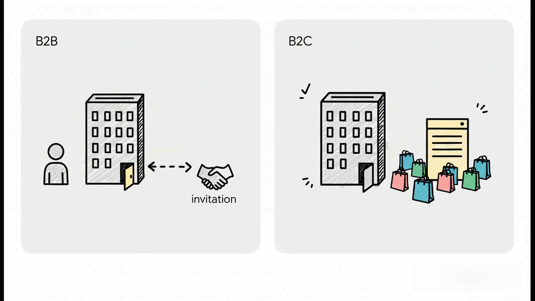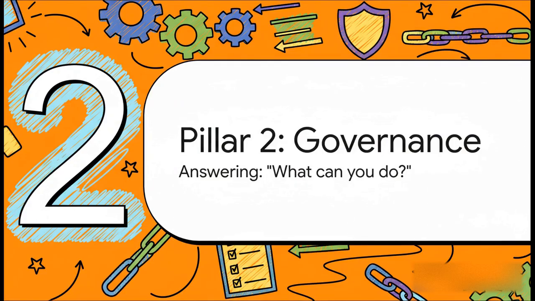Now, let's clear up a classic point of confusion, external identities, specifically B2B versus B2C. Just remember it this way. B2B, business to business, is all about inviting your partners and vendors into your company's system to collaborate on stuff. B2C, business to consumer, is totally different. That's for when you're building a public-facing app and need a separate place to manage the identities for your actual customers.